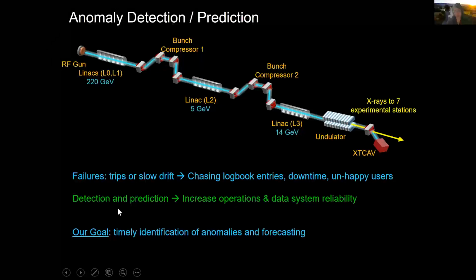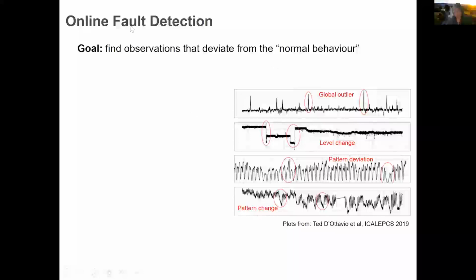But if we detect and ultimately forecast those failures, we can increase the operations and data system reliability. So our goal here is to have a timely identification of anomalies and forecasting. And our goal here is really to find observations that deviate from normal behavior. And here we can see various types of anomalies. So we can either have a global outlier, we could have a level change, we can have a pattern deviation, as seen here, or pattern change.